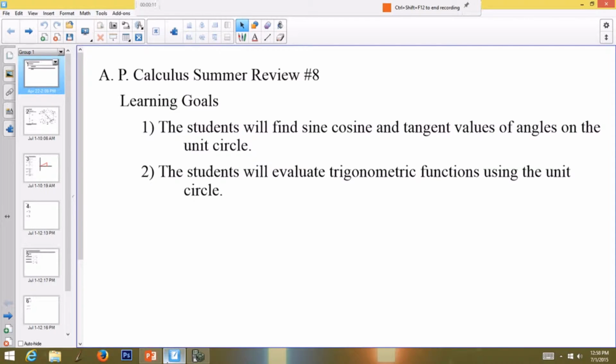Okay, today we're going to talk about finding the sine, cosine, and tangent values of angles on the unit circle, and we're also going to evaluate trigonometric functions using the unit circle. This is certainly something that we spent a lot of time on in pre-calculus, and hopefully this is just jogging your memory and bringing it back to your attention.